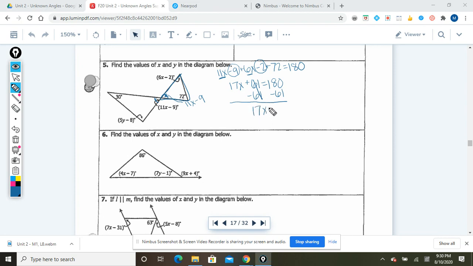And I get 17x equals 119. Divide both sides by 17, and I get x equals 7. Oops, I wrote over it, 7, not 77, just 7. Okay, now that I know that that's 7, I'm getting tired of this color. Okay, I can plug it in. So 11 times 7 minus, what is it, minus 9, means this angle is 68.